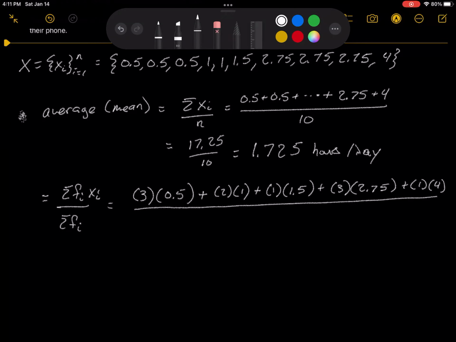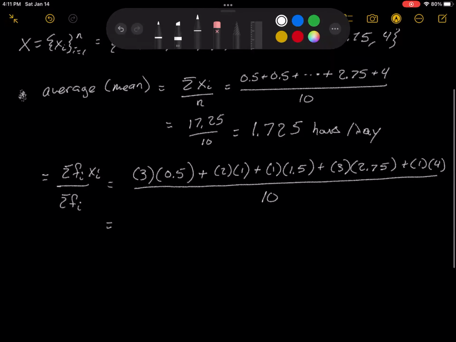And the sum of the frequencies here would be the sum of the 3, 2, 1, 3, 1. But that's just going to return 10 again, right? Because we have 10 data points. You see that it's the exact same equation, but it's useful to know in case you have a data set in which a lot of the data repeats. Then you don't have to add up 10 different things. You're really just adding up, like in this case, only 5 things.